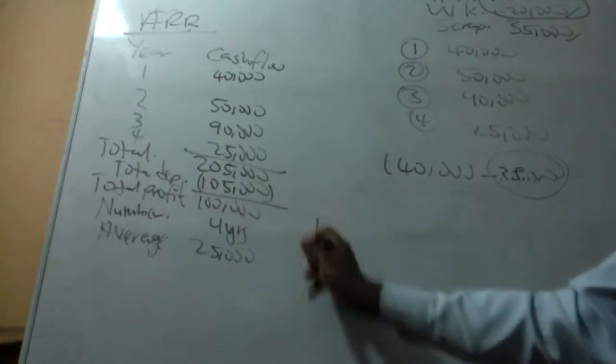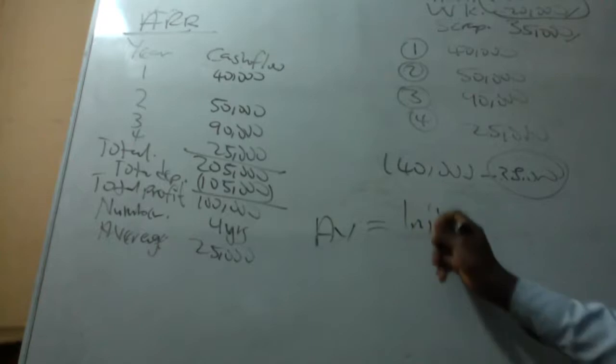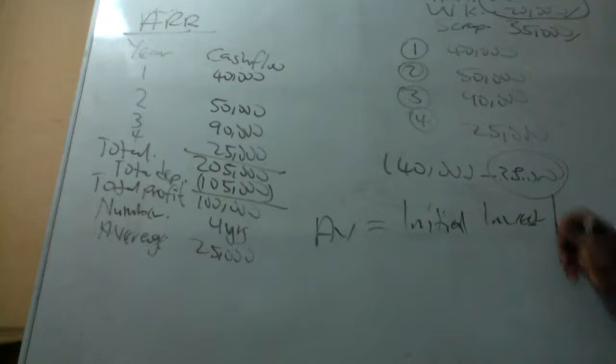They put everything together. Oh, wow. Initial investment plus what? The scrap value. No, working capital is not part. The formula is like this. First of all, average investment is equal to the initial investment plus what? The formula is very important.